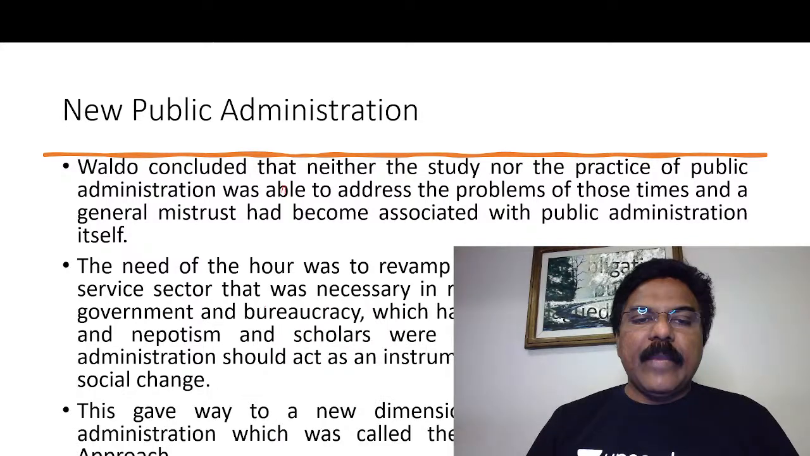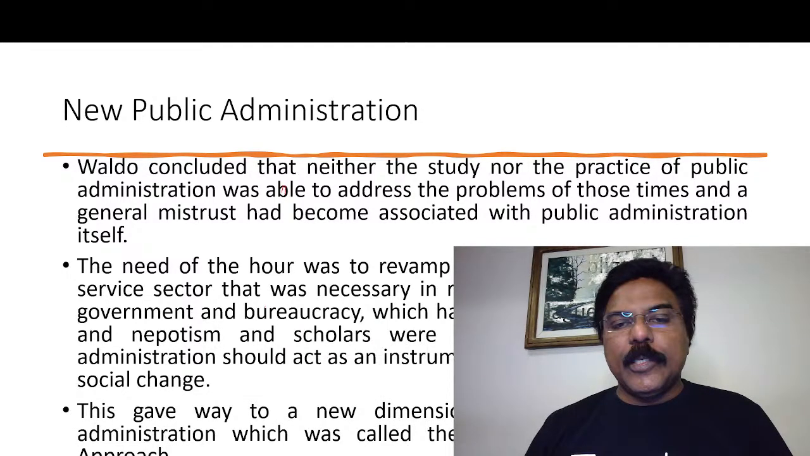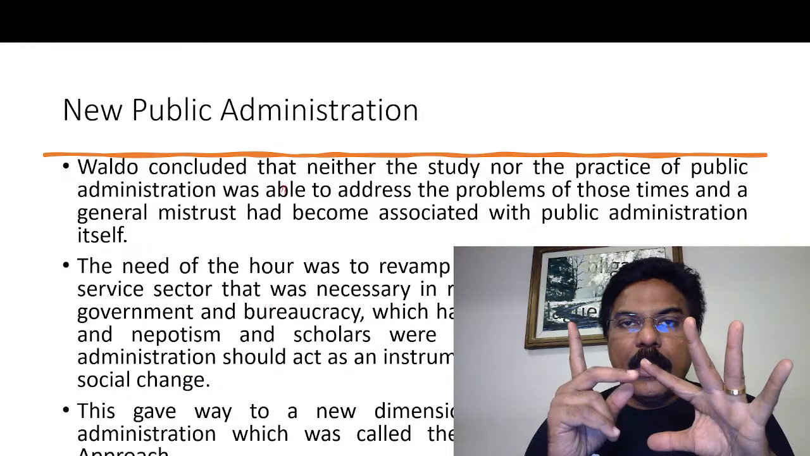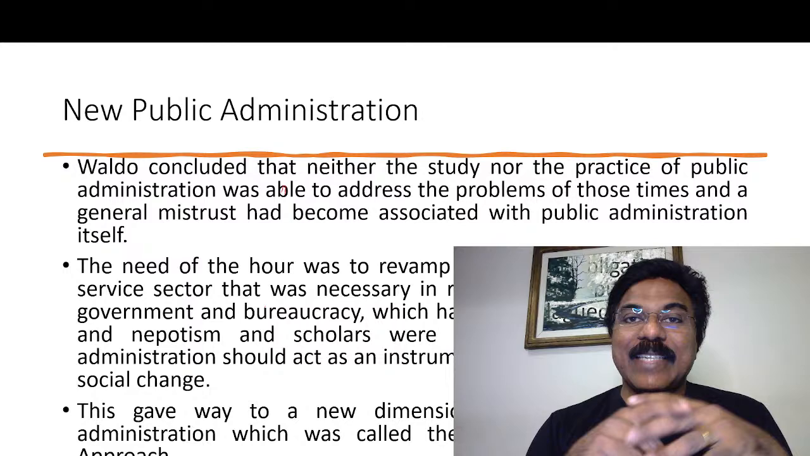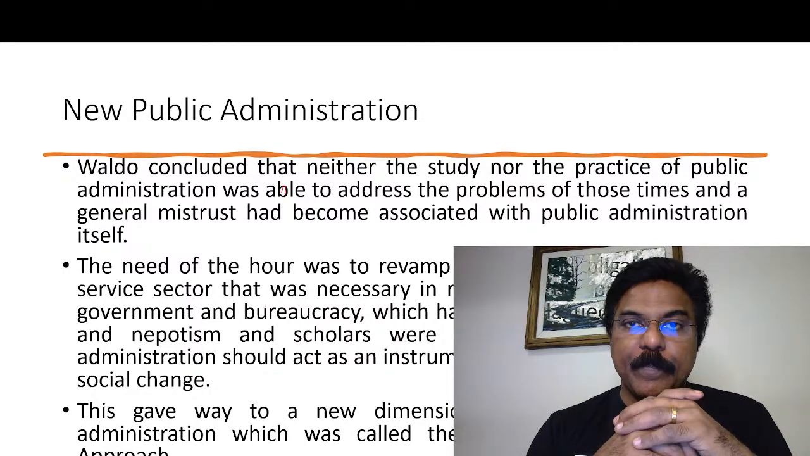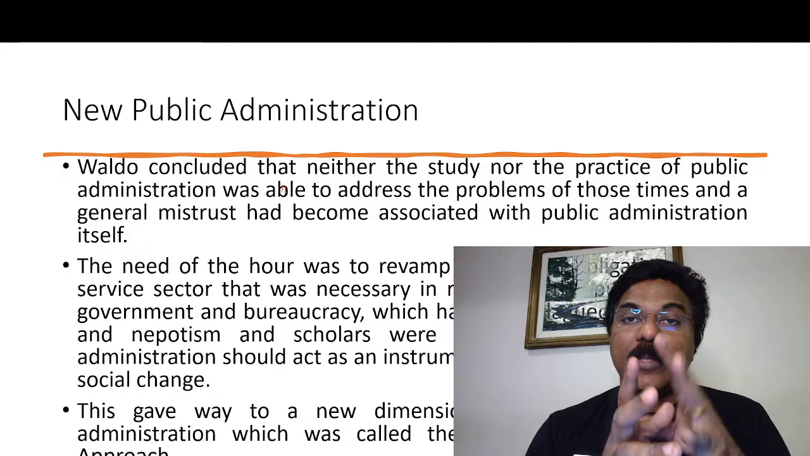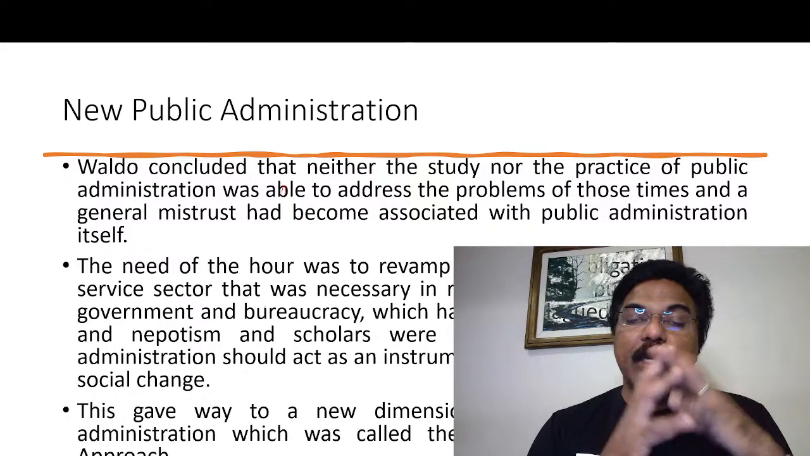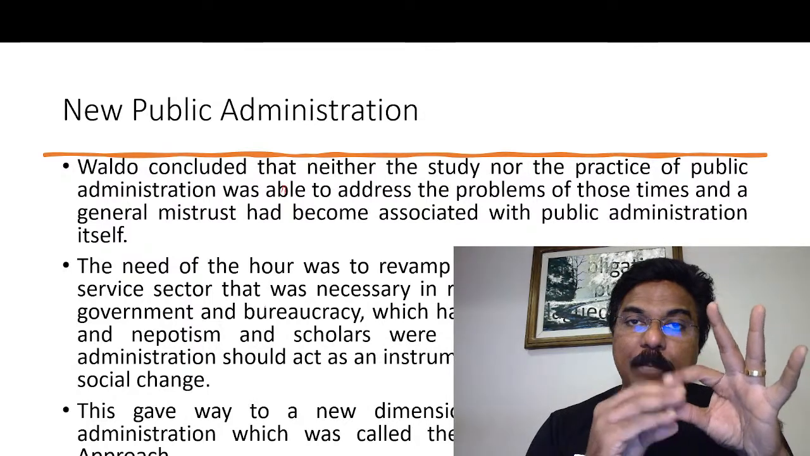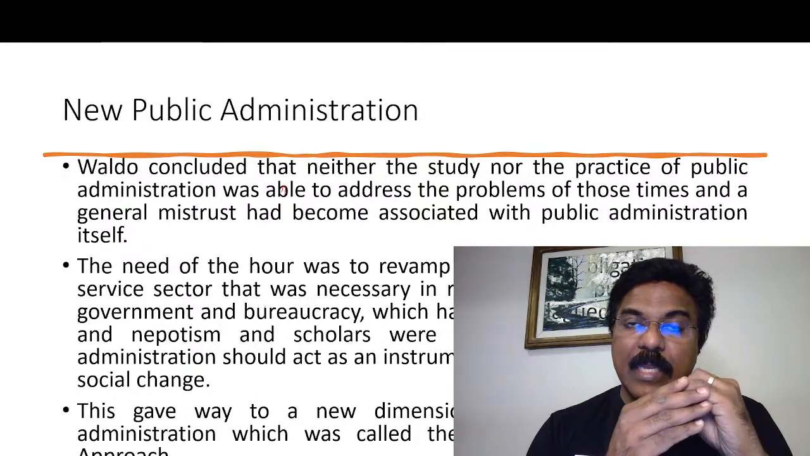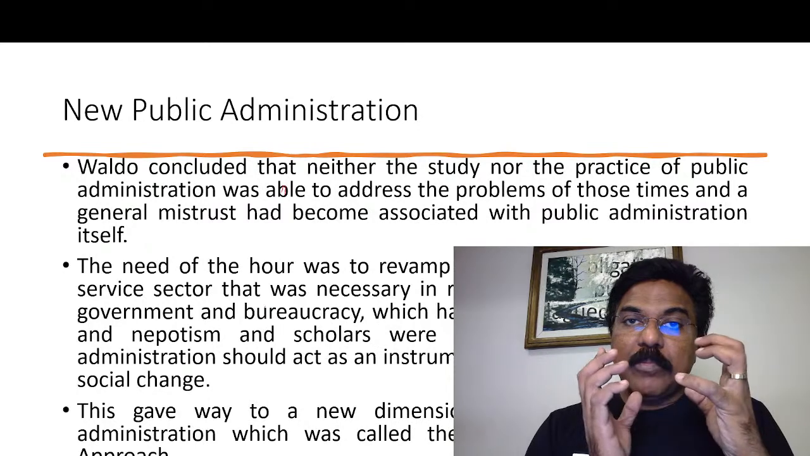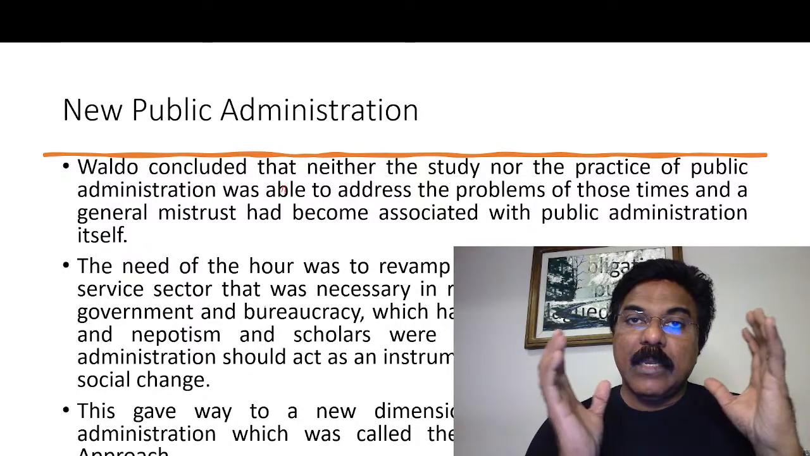This gave way to a new dimension and approach of public administration, which is called new public administration. And you can imagine new public administration also paved the way for public choice theory, new public management, new public service, and what we see as good governance today. So this was the break that we all needed in 1968, thanks to the floundering public sector units, public sector enterprises, mired in corruption, nepotism, inefficiency, ineffectiveness, lack of productivity, monopoly.